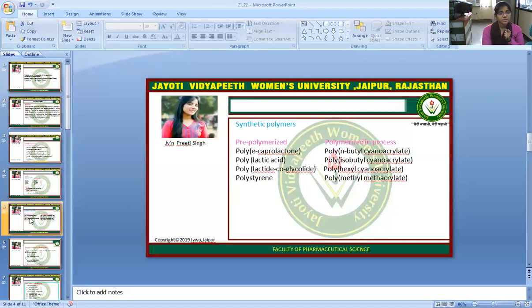Synthetic polymers are pre-polymerized or polymerized in process. These include poly-epsilon-caprolactone and poly-N-butyl cyanoacrylate, polylactic acid and polyisobutyl cyanoacrylate, and polylactide-co-glycolide. All these are synthetic polymers.